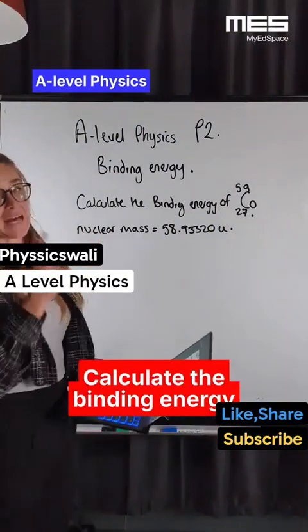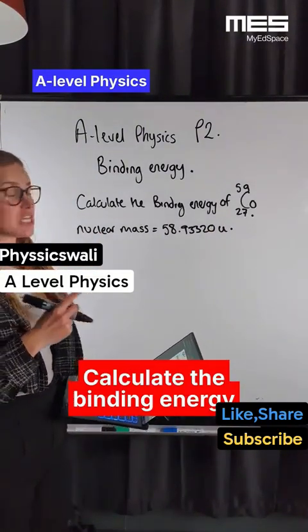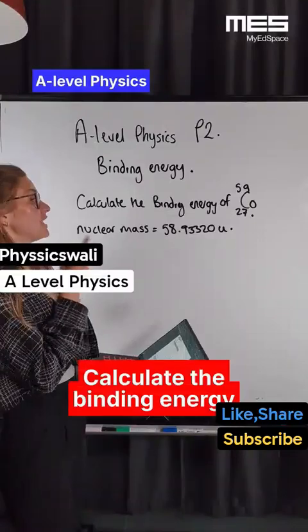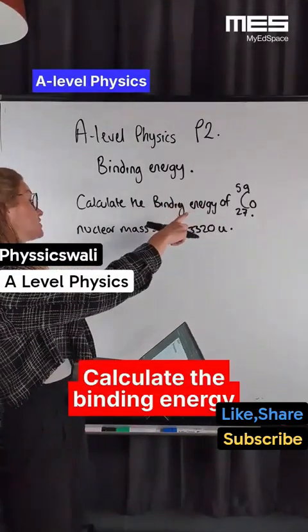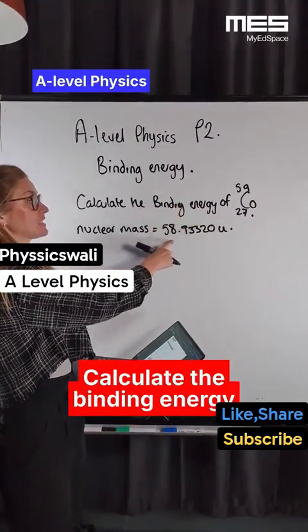So this question is about binding energy. We're going to go over binding energy and how to calculate it. It says, how do we find the binding energy of this nucleus? So I know what the nuclear mass is. It's the mass of the whole nucleus.